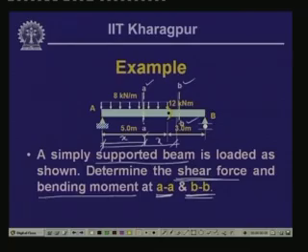Now, here again, as we do not have any horizontal loading, the reactive force at A, which has horizontal and vertical components, will have a horizontal component equal to 0. Here we have the vertical component, the horizontal component, and here we have the vertical component. This horizontal component will be equal to 0, since we do not have a horizontal force.